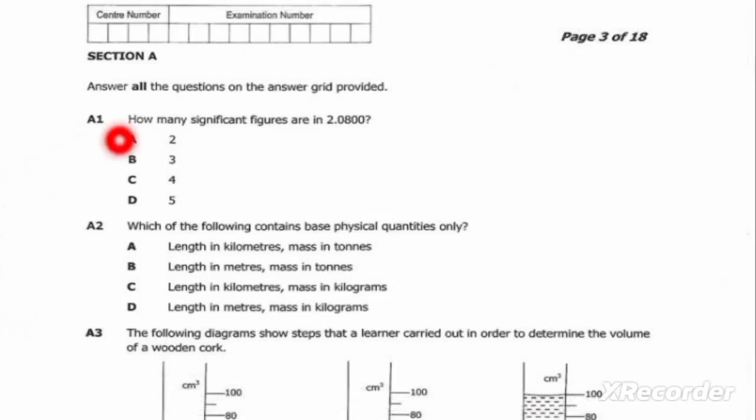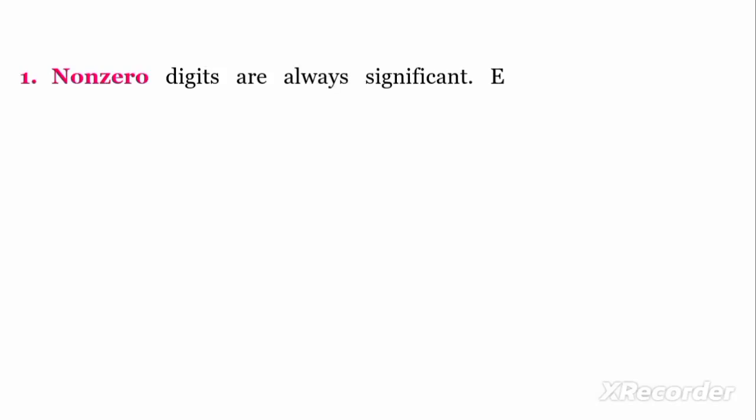Question A1. How many significant figures are in 2.0800? To know the number of significant figures, the first thing we are going to do is come up with the 5 rules that we need to consider when counting the number of significant figures.